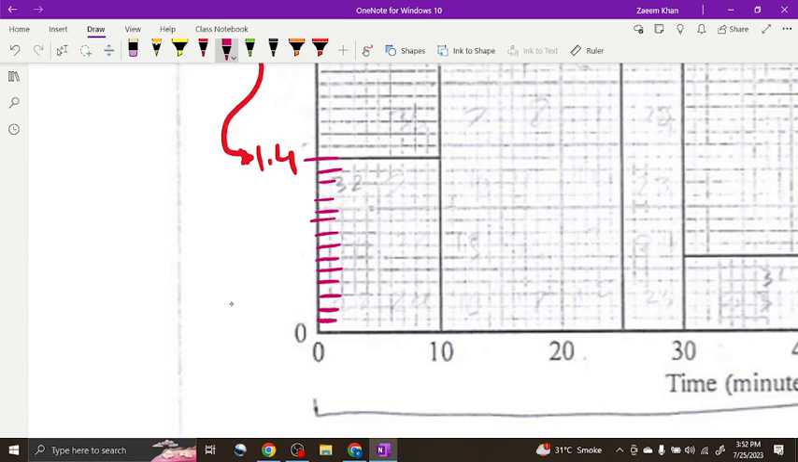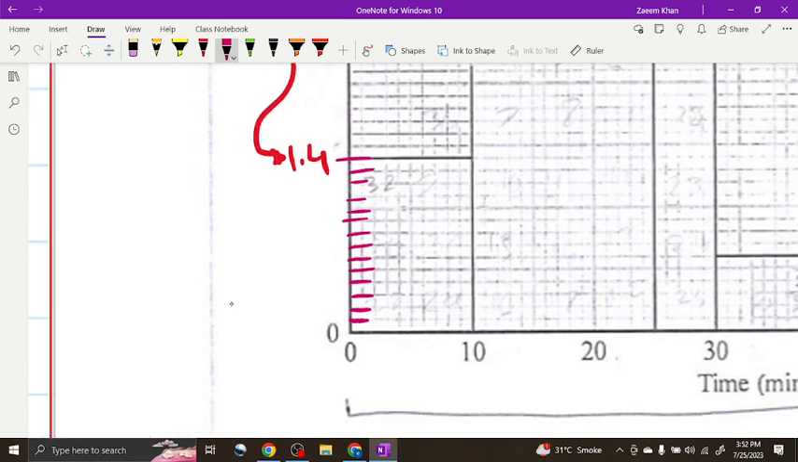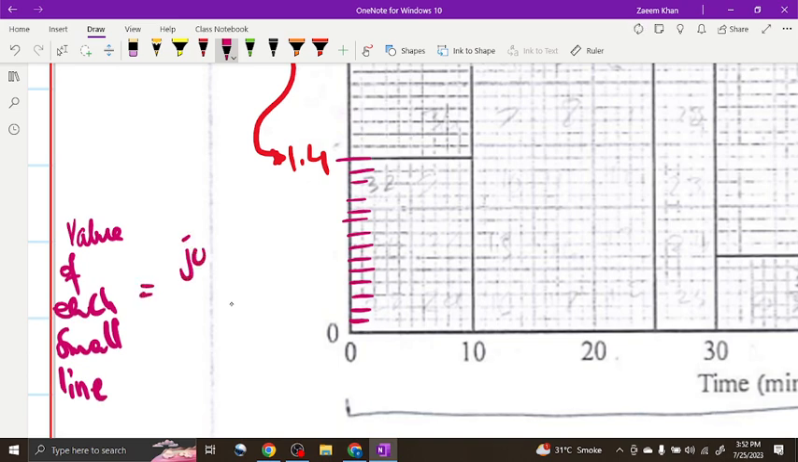So what you can do is if you're supposed to find the value of each small line on the grid or on the graph, value of each small line, that's the jump in value. Write down this little formula that I have. Jump in value, you won't be able to find it in the book, over the number of small lines.